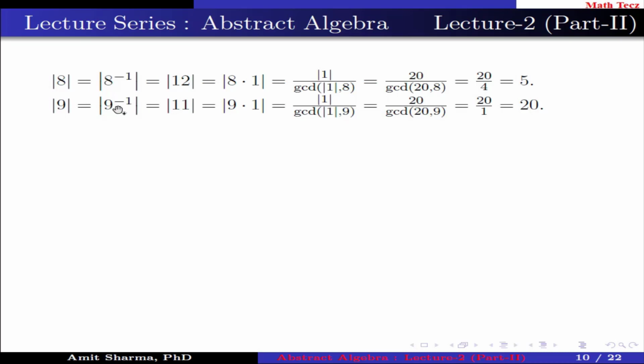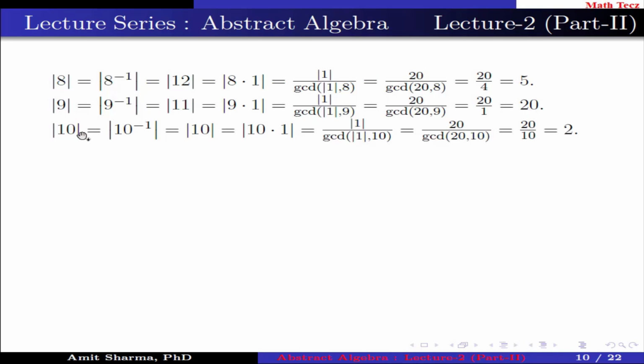Order of 9 equal to order of 9 inverse. What is 9 inverse in Z20? It is equal to 11, means order of 9 is equal to order of 11, which is equal to 20. Order of 10 is equal to order of 10 inverse. What is 10 inverse in Z20? It is equal to 10, means order of 10 is equal to 2.